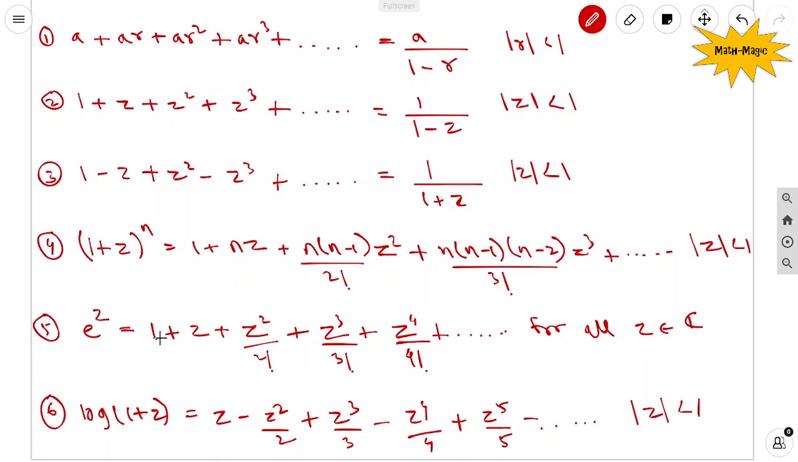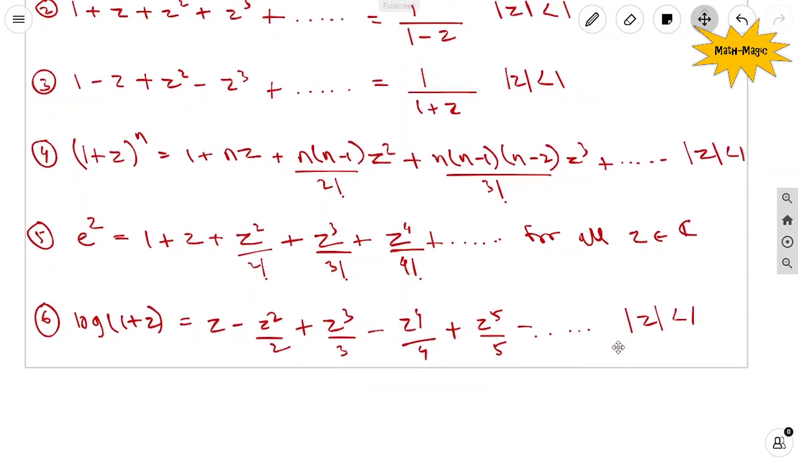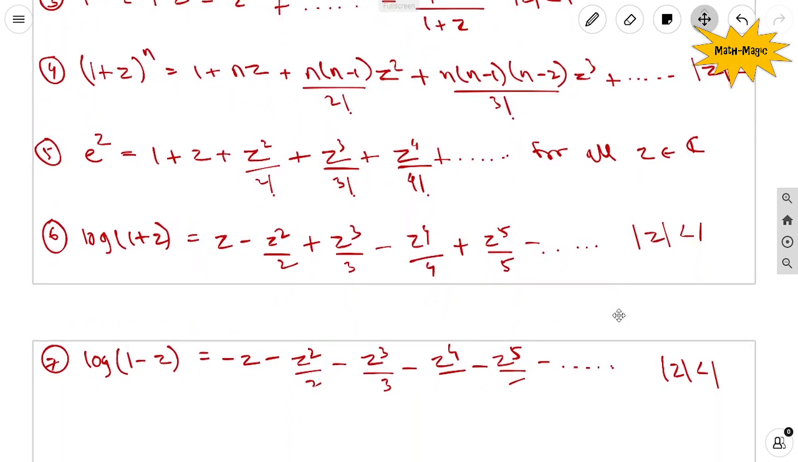Next, e raised to z is equal to 1 plus z plus z square by 2 factorial plus z cube by 3 factorial plus z raised to 4 by 4 factorial and so on. So this infinite sum converges for any complex number z, and that value is nothing but e raised to z. So there are a few more.